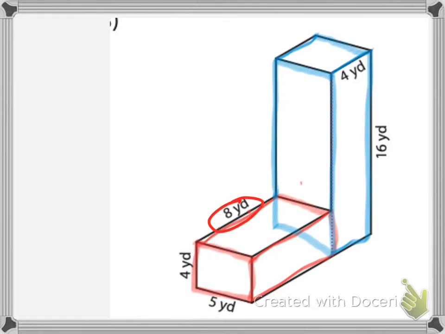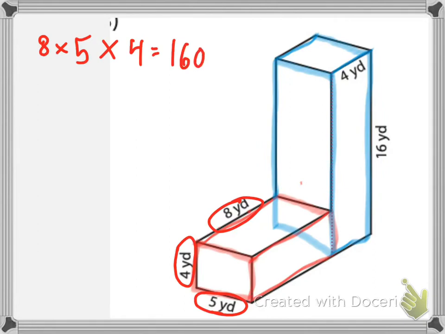All right, so red, we're going to start with the length. Okay, how long is this? It is 8 yards. 8 times the width, which is 5, times the height, which is 4. So 8 times 5 times 4 is 160 inches cubed, and then, oh, that should say yards cubed. Oh, I made a mistake. Okay, 160 yards cubed.